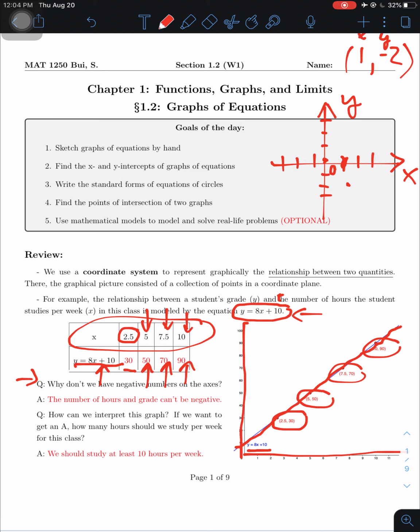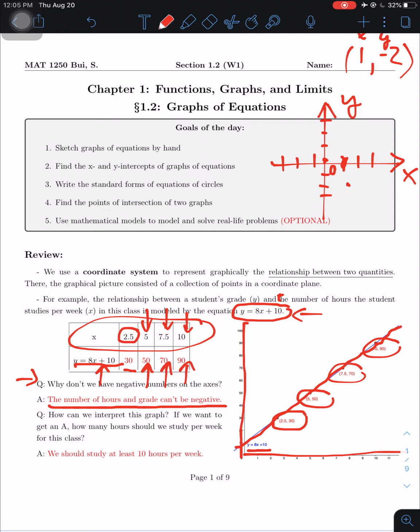Say, if I ask you how long is that wood, or how long is your pencil, you're not going to tell me, oh, my pencil is -1 centimeters, right? If I'm asking you how many hours you study for a week, you're not going to tell me, oh, I study for -5 hours, right? Negative numbers are okay in math concepts, but in real life problems, they wouldn't make too much sense, okay? That's why I put the answer in here. The number of hours and grade cannot be negative, okay?